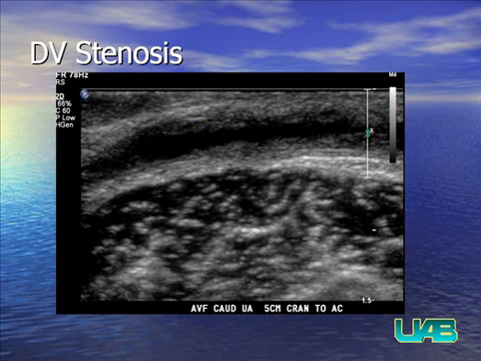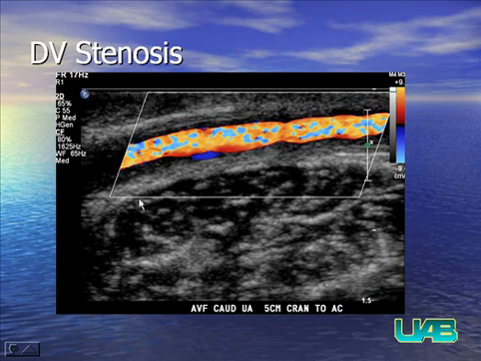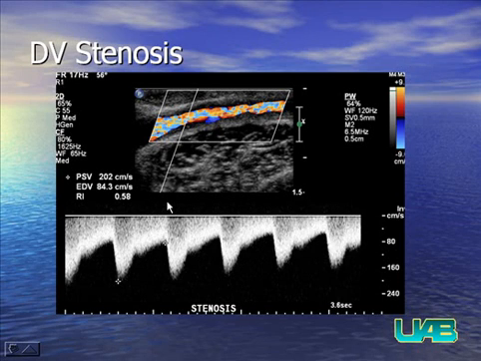However, as we start following the vessel out, and this is in a longitudinal view, 5 centimeters from the anastomosis, we start seeing thickening and irregularity of the draining vein. So what would we do next? We'd put color on. We see that the vein is patent, however there is some narrowing and irregularity. And when we put a velocity gate on this region, the peak systolic velocity is over 200 centimeters per second.